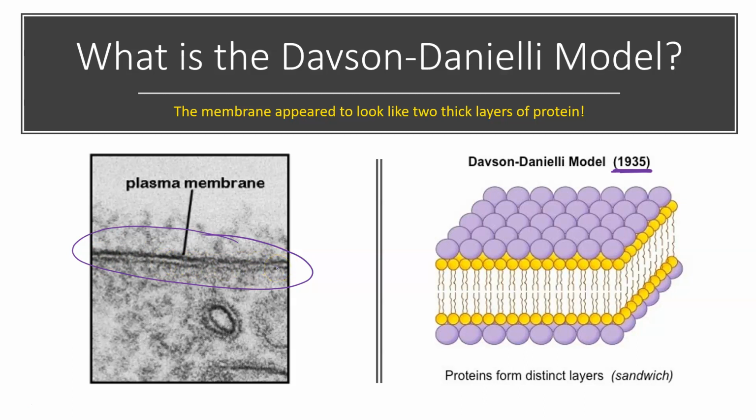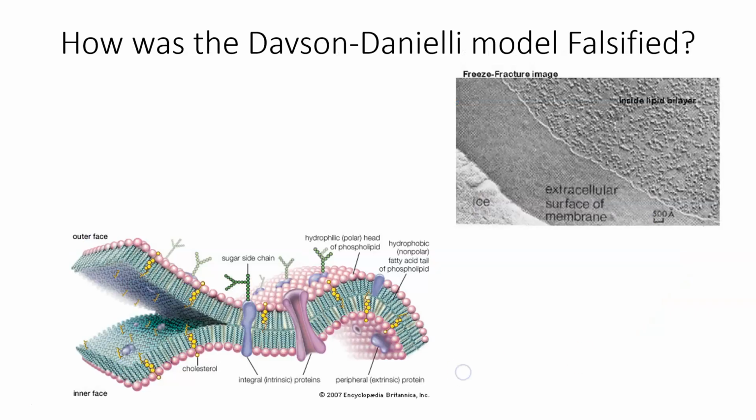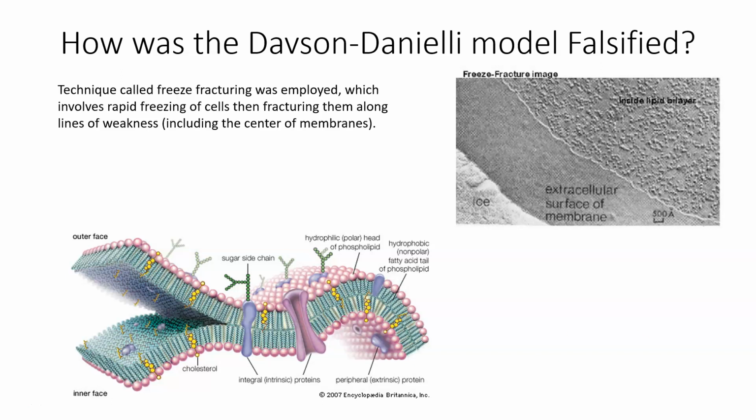And so the way that they concluded that this structure could have come about is with this illustration. They said that the phospholipids that make up the membrane are sandwiched between two layers of very uniform proteins. So in a sense, there is a protein sandwich that completely encases the phospholipid bilayer. How was it falsified? Basically through a technique called freeze fracturing.